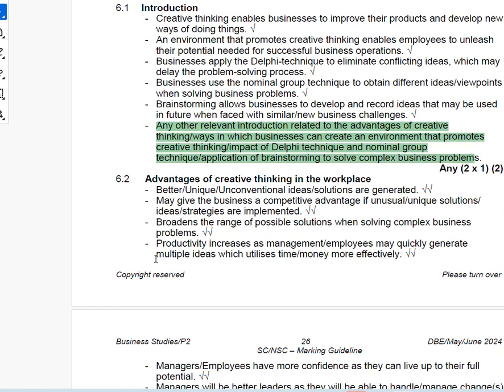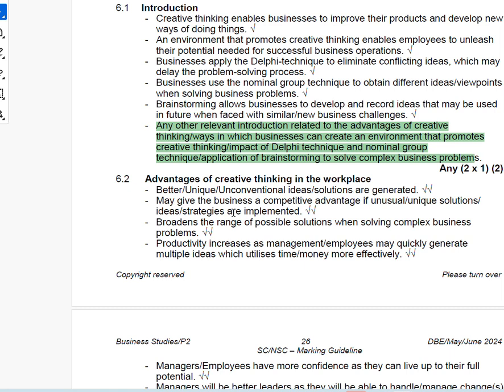Now, we are going to the body. As I've already said, in your body, you are using the aspects that you are asked to cover. The first one was the advantages of creative thinking in the workplace. Creative thinking: better, unique, unconventional ideas or solutions are generated.